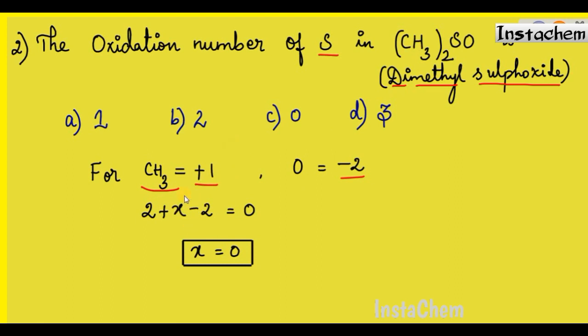2 times CH3, each CH3 carries +1, so 2 plus the unknown one, sulfur, that is X. For oxygen -2, that is equal to 0. So the X value is 0. That is the answer for this. So again we are getting 0.